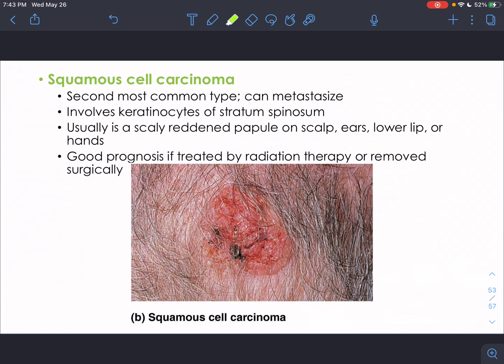Next, we have squamous cell carcinoma. Second most common type, it can metastasize, right? So it can move around. It involves keratinocytes of the stratum spinosum.